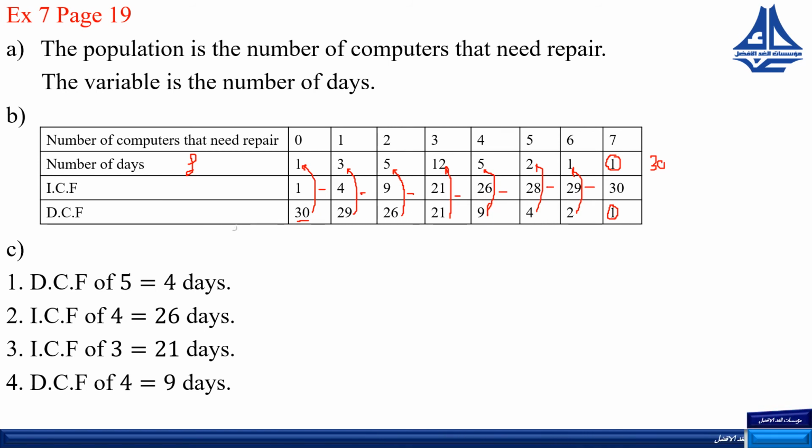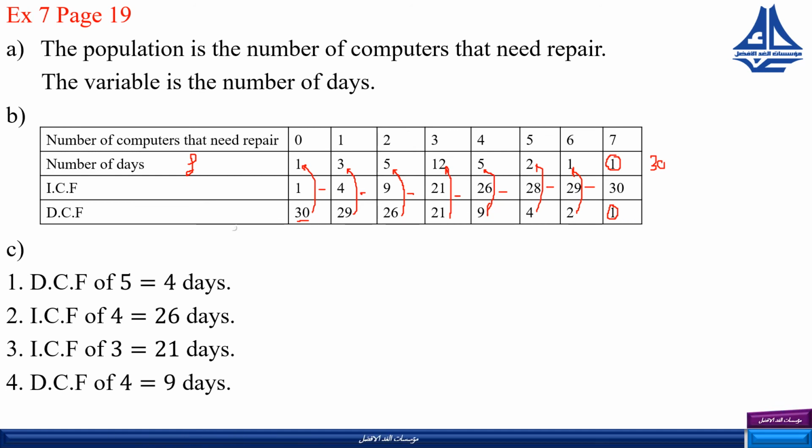Part 2. At most 4 computers. At most 4 computers means 0, 1, 2, 3, or 4. This is at most. So 1 plus 3, 4, plus 5, 9, plus 12, 21, plus 5, 26. It's the same as the increasing cumulative frequency of 4.